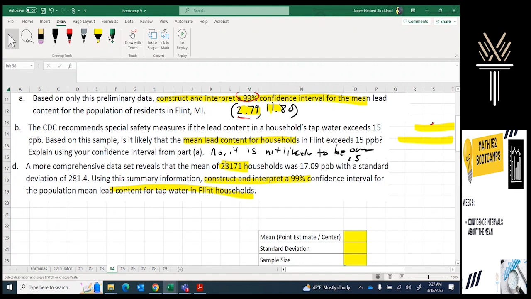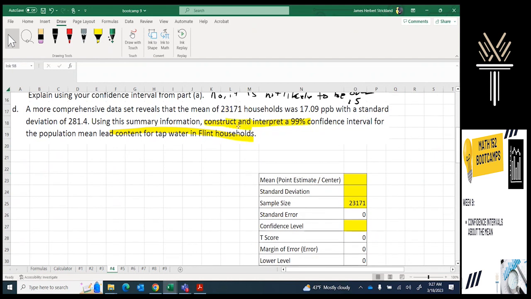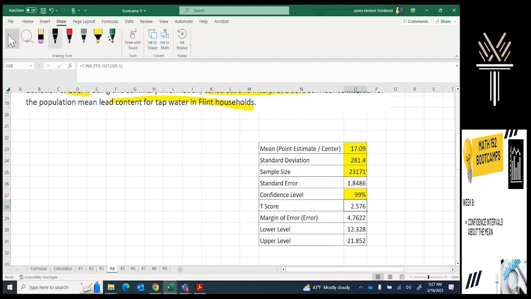They're telling us that we have a sample size of 23171. We have the mean of that many households was 17.09. And we have a standard deviation of 281.4. And we want a 99% confidence interval again. And so now we have a confidence interval of 12.328 all the way up to 21.852.